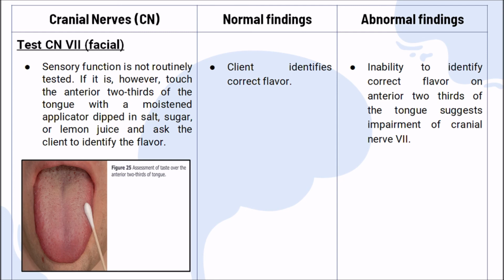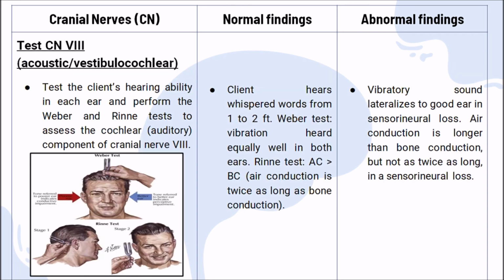For the abnormal findings, inability to identify the correct flavor on the anterior two-thirds of the tongue suggests impairment of cranial nerve number 7. Test for cranial nerve number 8, acoustic or vestibulocochlear. Instruction: test the client's hearing ability in each ear and perform the Weber and Rinne tests to assess the cochlear or auditory component of cranial nerve number 8.